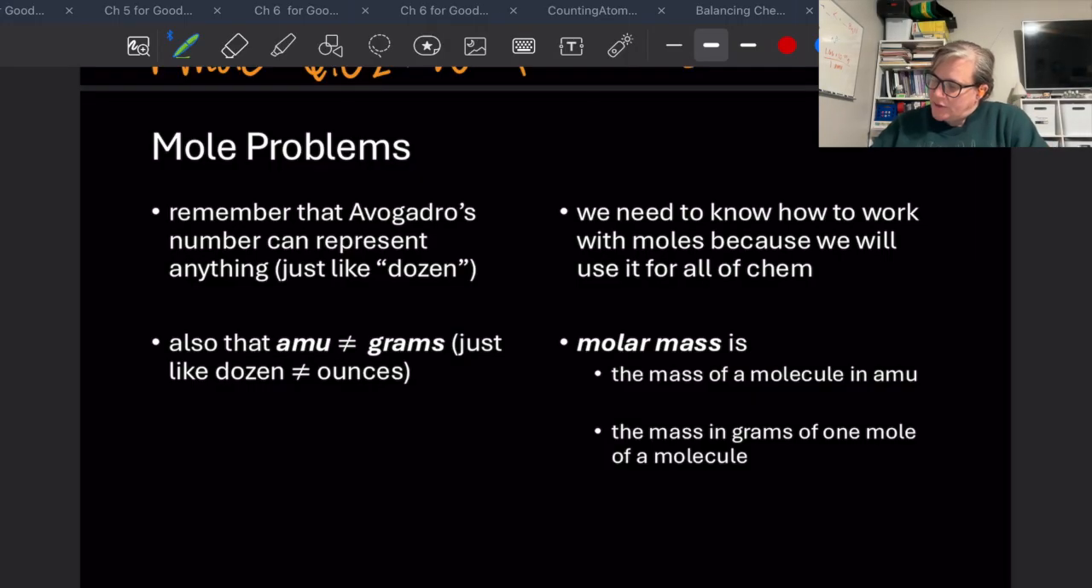Okay? So we're going to start off with a new definition, a new word, molar mass, right there. So the molar mass of something is the mass of a molecule in AMU, or the mass in grams of 1 mole of a molecule. Okay, so we're going to use that term periodically. See what I did there?